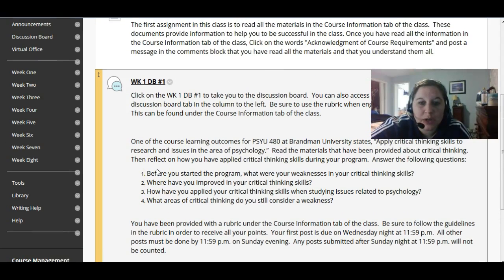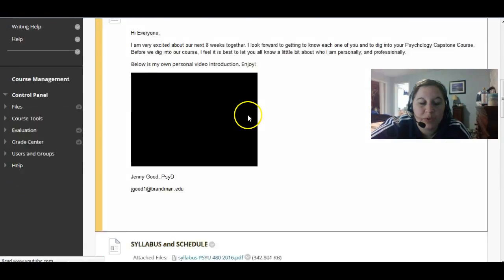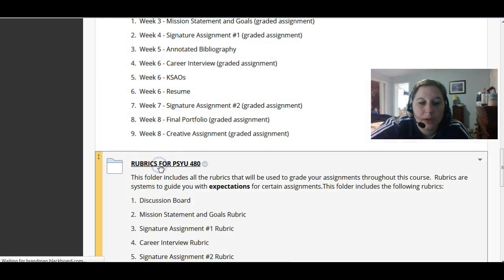Now make sure that you look at, on the course information page, the rubric for the discussion board if you want to earn full credit, which is at the bottom.